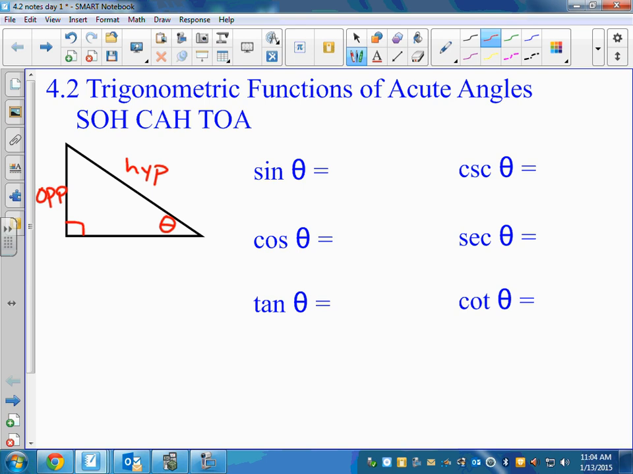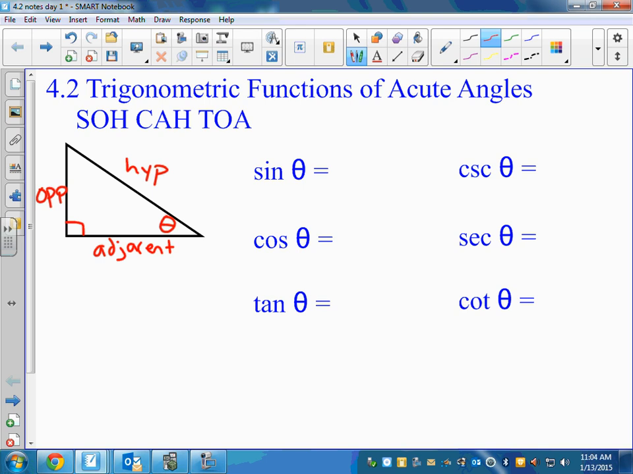Then this side. This is the side that is not the opposite and not the hypotenuse. It's the one right next to the angle, so it is the adjacent. If I said look to the person adjacent to you, you would look to the person next to you. I'll spell it out: adjacent.